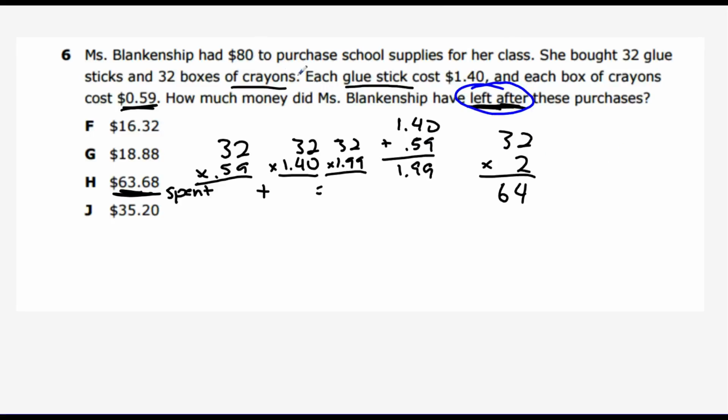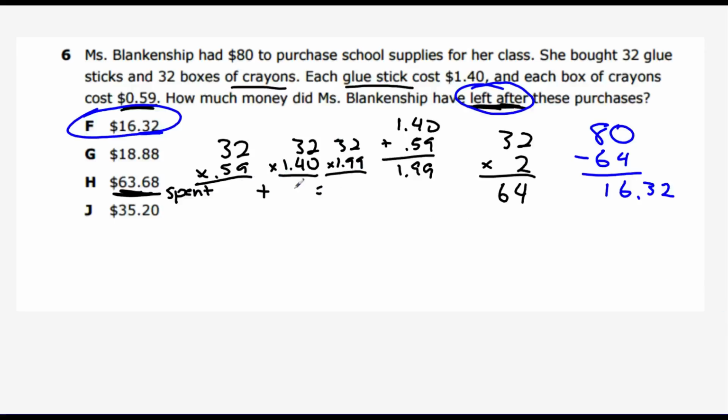So you need to say, what did she start with? She started with $80 minus the money she spent gives us what she had left over. And this comes out to $16. And again, she had a little bit left over. She had actually 32 cents left over because each time she paid 1 extra cent. So this should actually be $16.32, which is answer F. There you go. Work smarter, not harder.